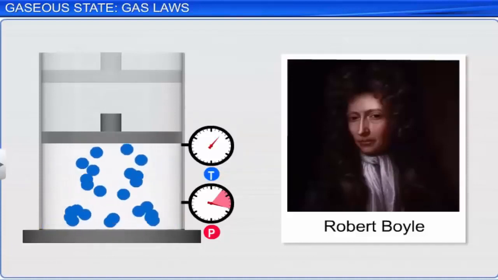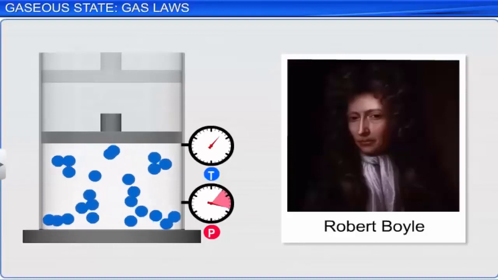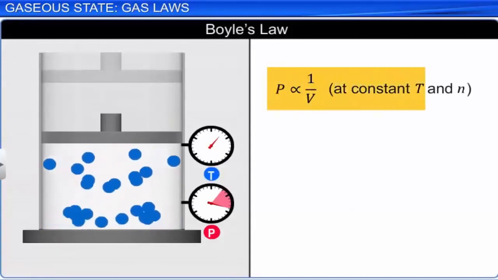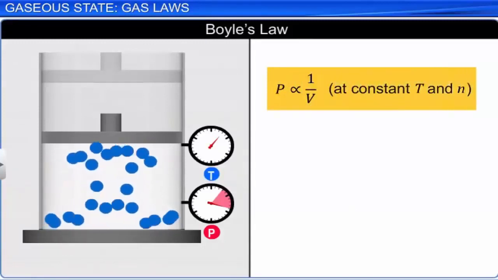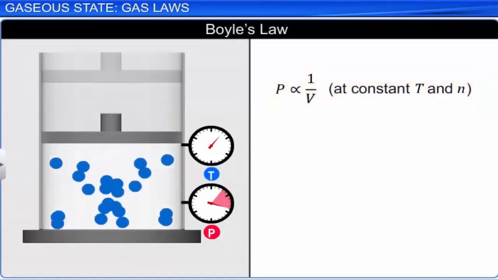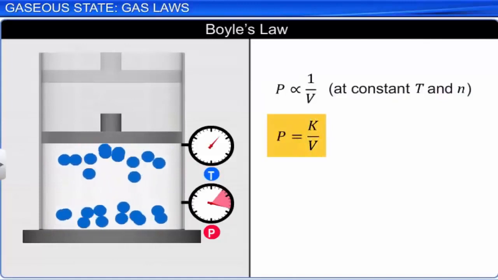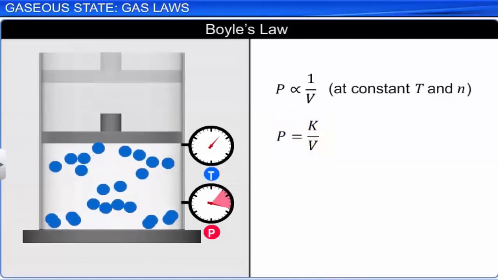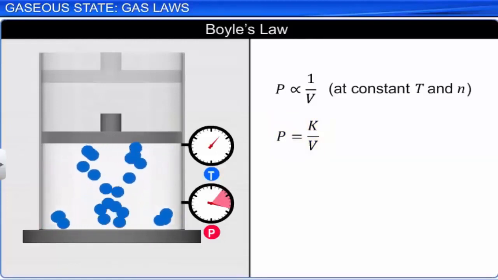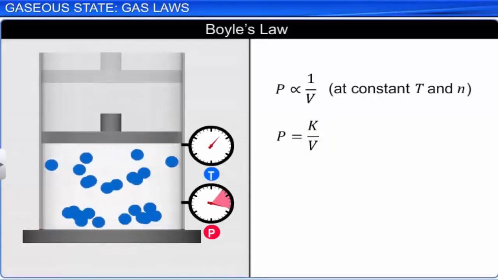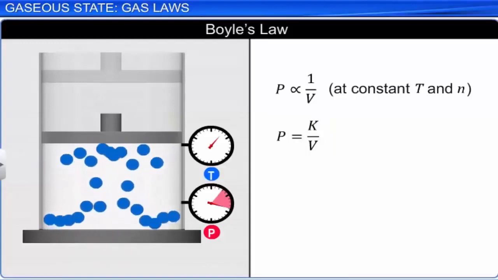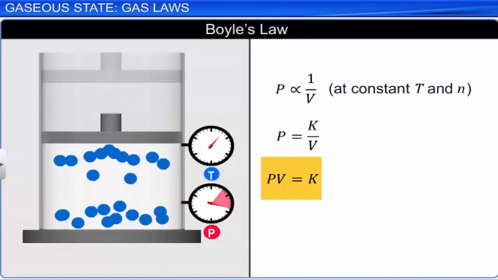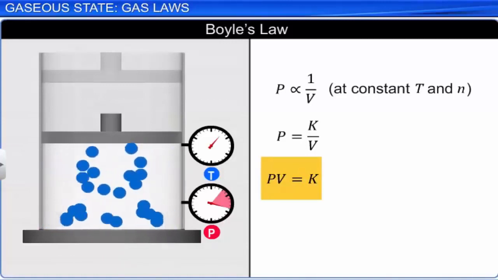Mathematically, Boyle's law can be written as P is inversely proportional to V at constant temperature T and number of moles of the gas N. Or P is equal to k by V, where k is a proportionality constant, whose value depends on the temperature and number of moles of the gas. On rearranging the equation, we get PV is equal to k. Or, in other words, at constant temperature, the product of pressure and volume of a fixed amount of gas is constant.